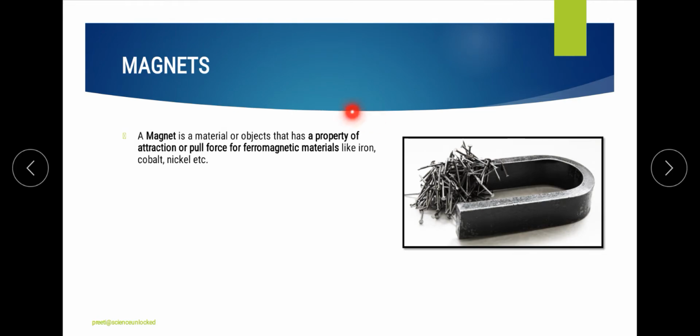So the very basic aspect related with this definition is that this particular object, whichever we are calling a magnet, has a property which will either attract or pull any other material which has ferromagnetic property, just like iron, cobalt and nickel. Now the question is, what do we exactly mean by ferromagnetic property? This is the activation of the magnetism in a material. Whenever we find any kind of magnetic property activation, we can say that it is a ferromagnetic material.